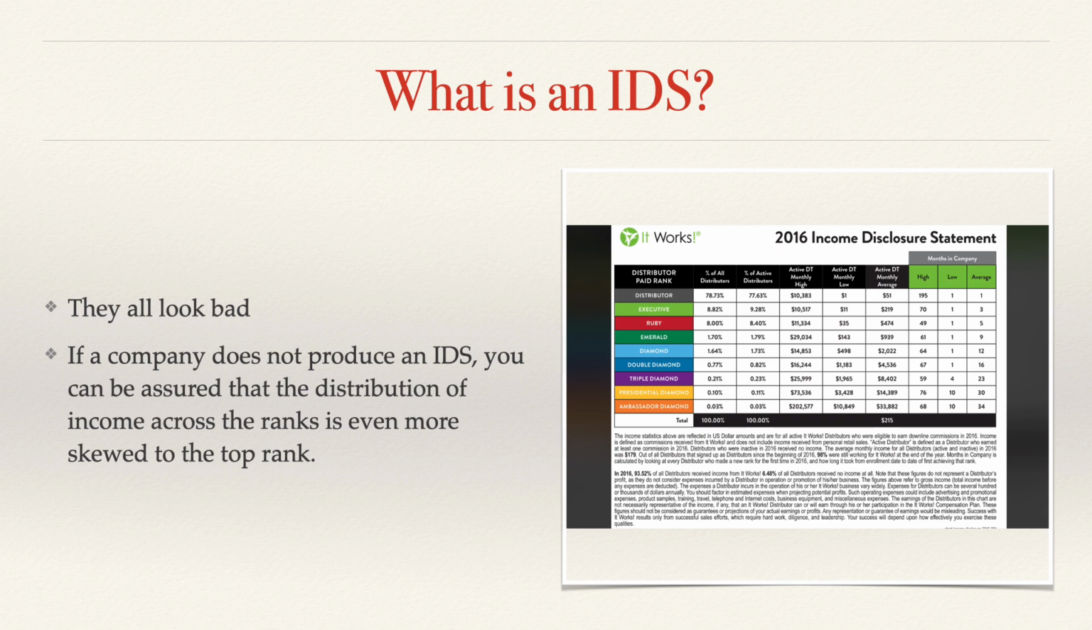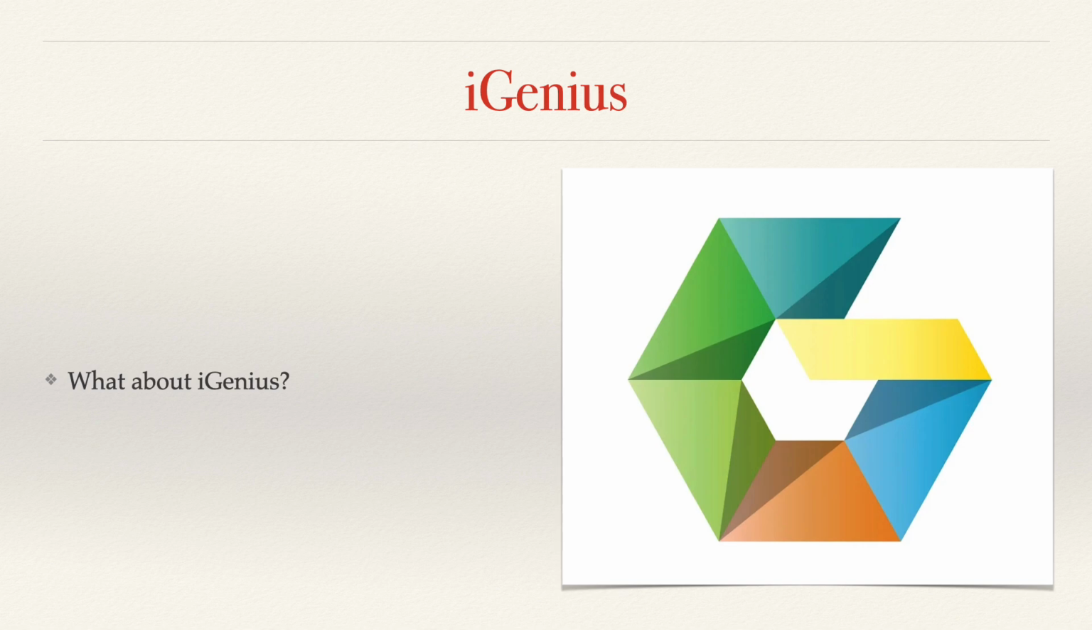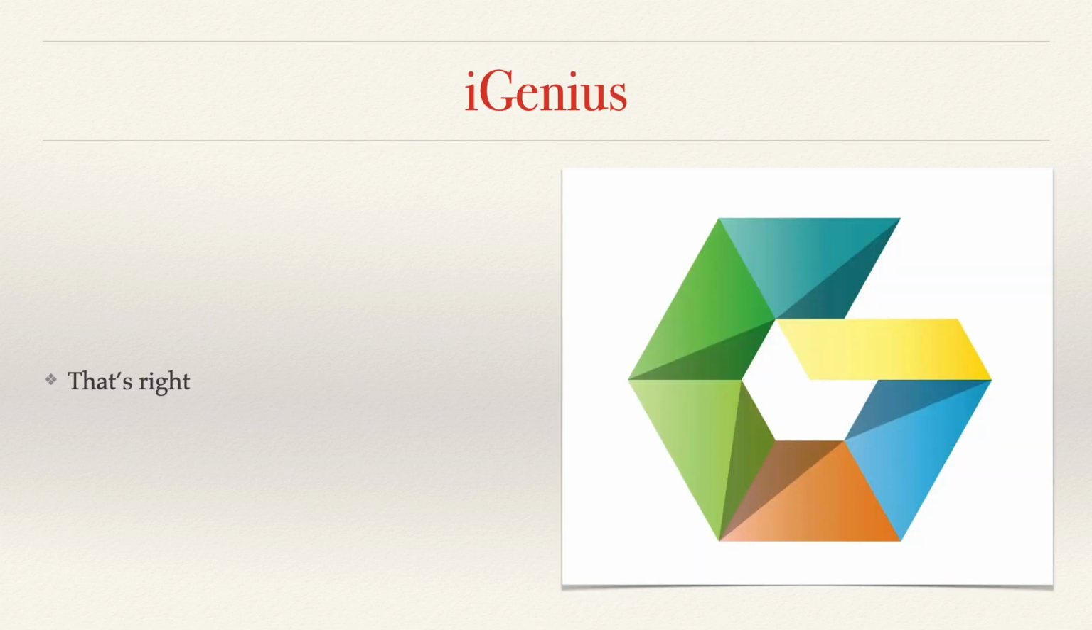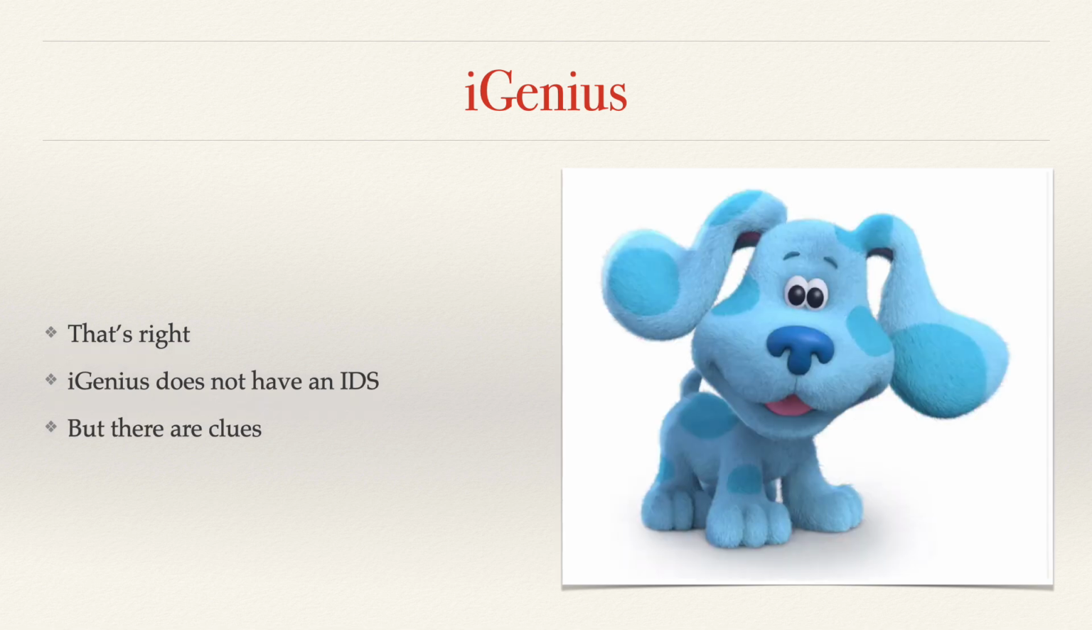Now, if a company does not produce an IDS, you can be sure that the distribution of incomes across those ranks is going to be even more skewed to the top rank. Otherwise, why don't they show it to you? So what about iGenius? Let's take a look at iGenius's income disclosure statement. That's right. iGenius doesn't have one, but there are some clues as to how incomes are distributed in iGenius.